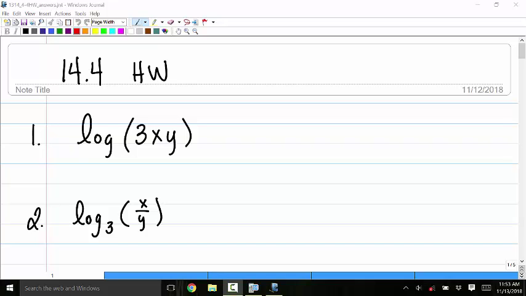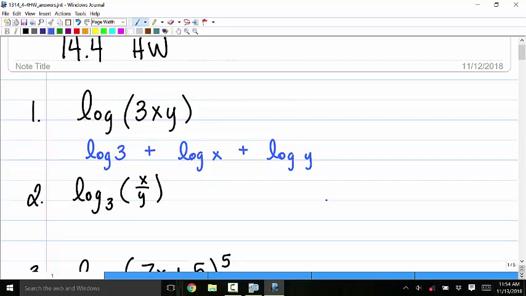Okay, let's go look at some practice problems on section 14.4 on properties of logs. If I want you to expand log of 3xy, how would you write that as the sum or difference of logs? You would write that as log 3 plus log x, keep going, plus log y.